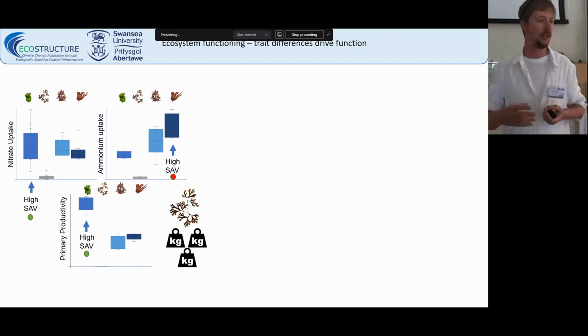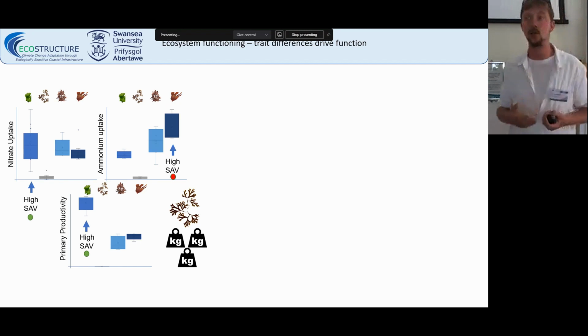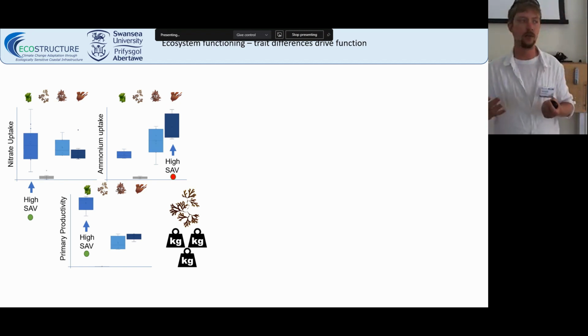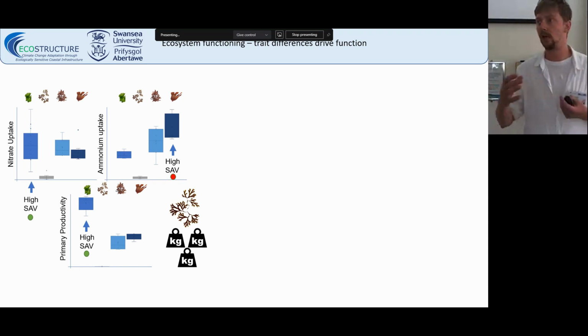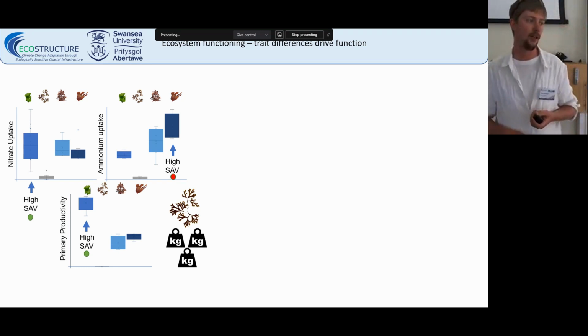But we also see other things, like with the ammonium, that actually the red species are better, and this is because they're better adapted. They have a higher density of storage molecules that can take up ammonium very quickly, and they've adapted themselves to use that instead of nitrate because of lack of availability in their environments.